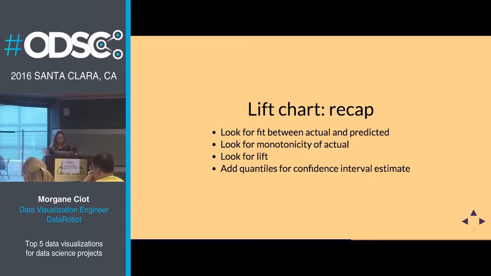You want to be looking for 3 things when you look at a lift chart. You want to look for fit between actual and predicted, which gives you a visual estimate of how accurate the model is being. You want to look for a monotonically increasing actual line, which gives you a visual estimate of precision. And finally, you want to look for lift, how steep the line is, which tells you how well the model is doing at differentiating between low and high values. And you can add quantiles as a sort of visual estimate for confidence intervals around your prediction. Okay.